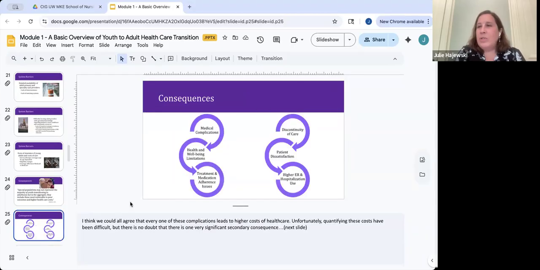So what are those consequences? There are many. These are some of those that they highlight. Medical complications probably being the biggest one that many of us fear. Discontinuity of care, dissatisfaction on the patient side, higher ER utilization and hospitalization, health and well-being limitations, treatment and medication adherence issues.